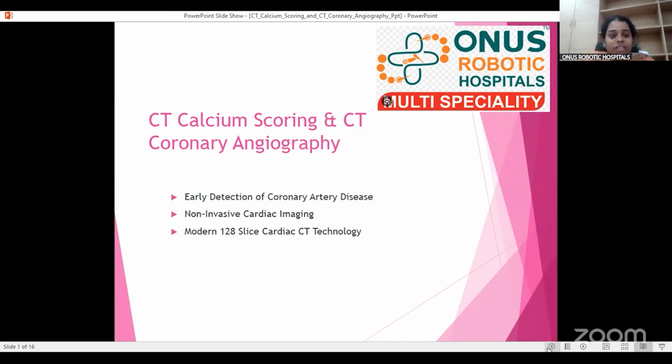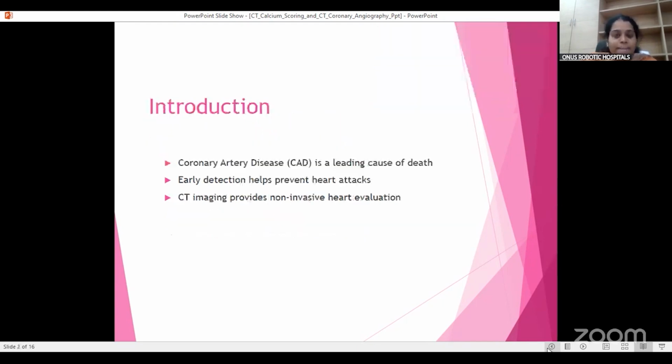So today we will be discussing a topic about CT calcium scoring and CT coronary angiography. What are these and what is the difference between the both? First, coming to the benefit of both, when we do the CT calcium scoring and CT coronary angiography, we can detect CAD, coronary artery disease, at a very early stage. It's a non-invasive method and it can be done with cardiac CT technology.